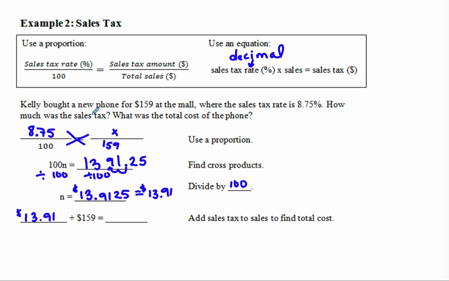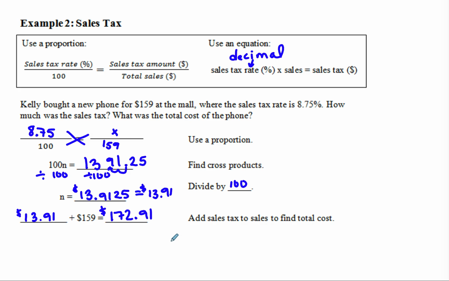Okay, that's the first question. The second question, total cost. Total means add, so we've got to add the parts together. All right, so I'm going to add $13.91 to 159, and I get $172.91. Yes, you can use a calculator to help you with this, but you still have to show all of your work.